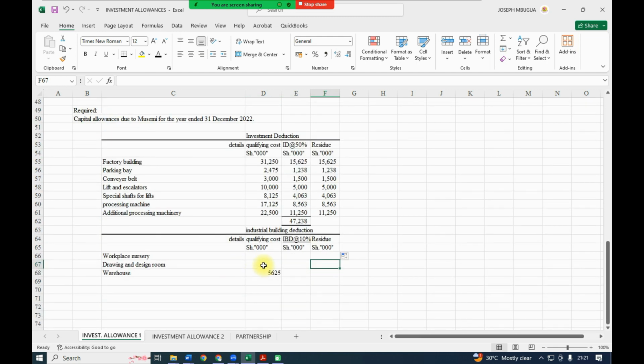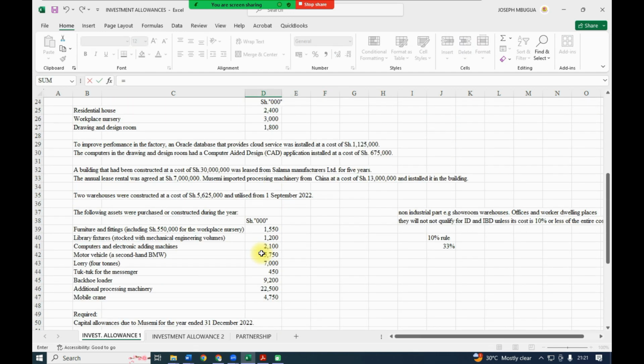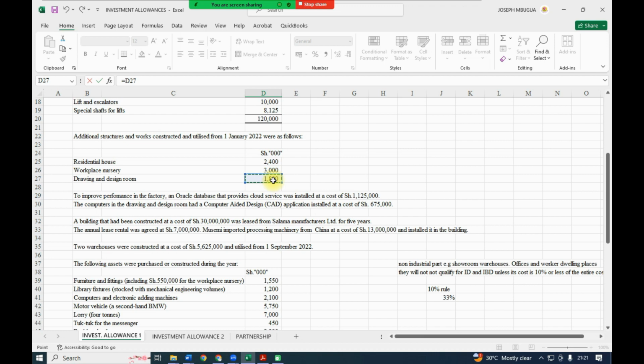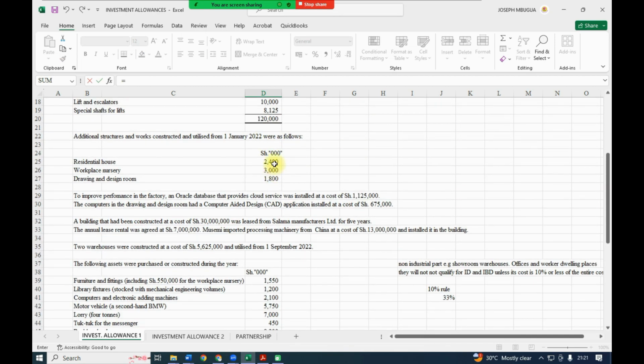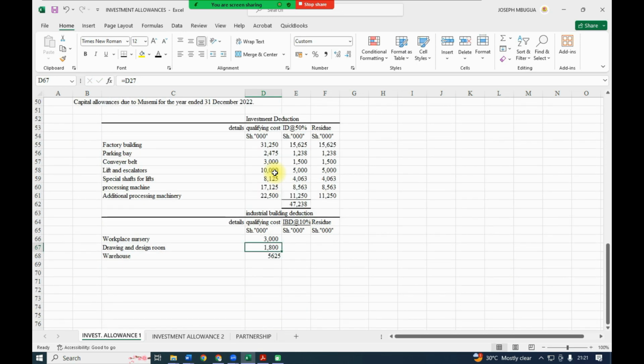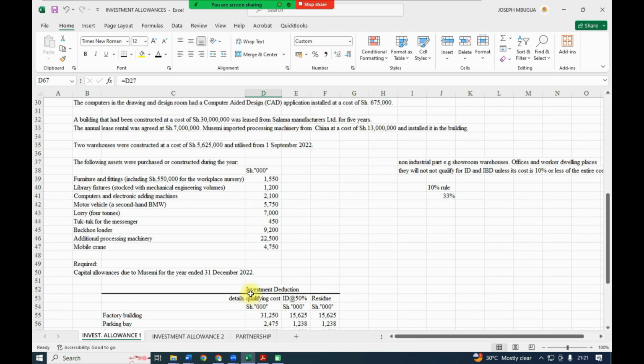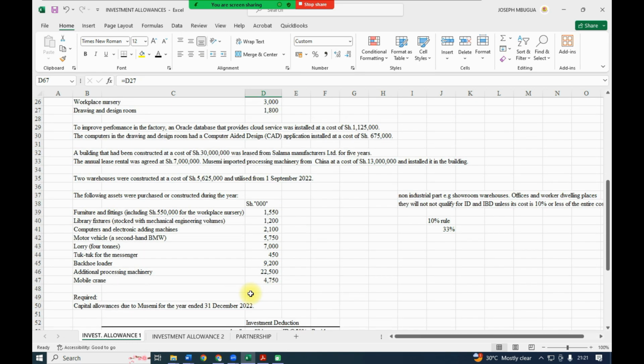So for the design room, design was 1.8, and the nursery was 3, not 2.4. The nursery will qualify for the IBD because it's the workplace nursery for the young mothers that are coming with their children. Then the warehouse, we have dealt with that.